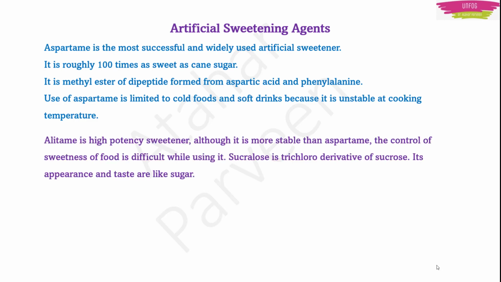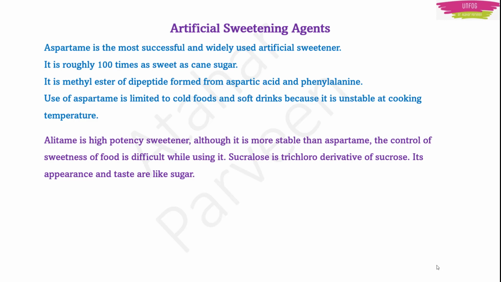Next is alitame, another artificial sweetening agent. It is a high potency sweetener. Although it is more stable than aspartame, the control of sweetness of food is difficult while using it. This is the drawback. Means you cannot control the sweetness. Sometimes your food will become very sweet. You cannot exactly imagine the quantity which you have to use. Okay? Alitame.